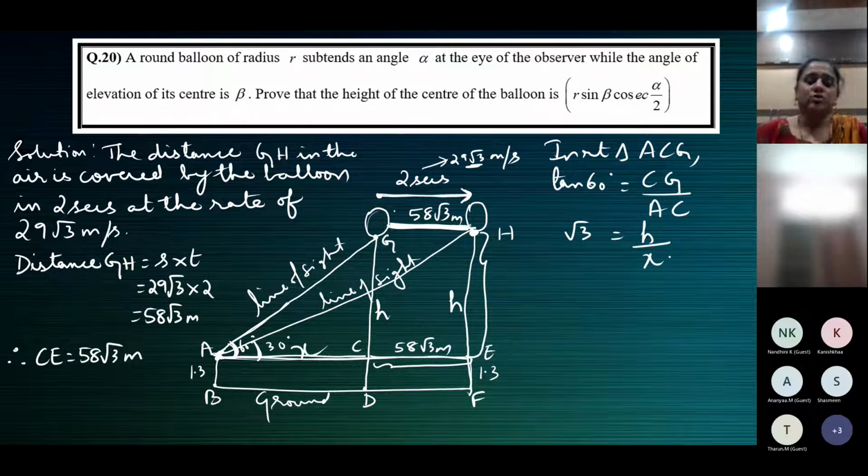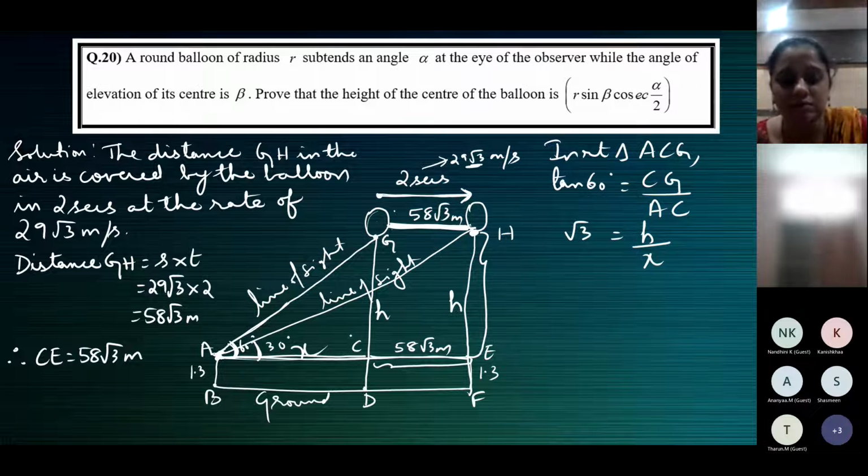So this is what I do. I'll not mark H, X, Y and all that as soon as I draw the figure. As and when needed, I'll go back to the figure and mark. So now I wrote tan 60 is equal to CG by AC. I don't want to continue with CG and AC, so I go back to CG and I call it H because it's the height of the balloon.